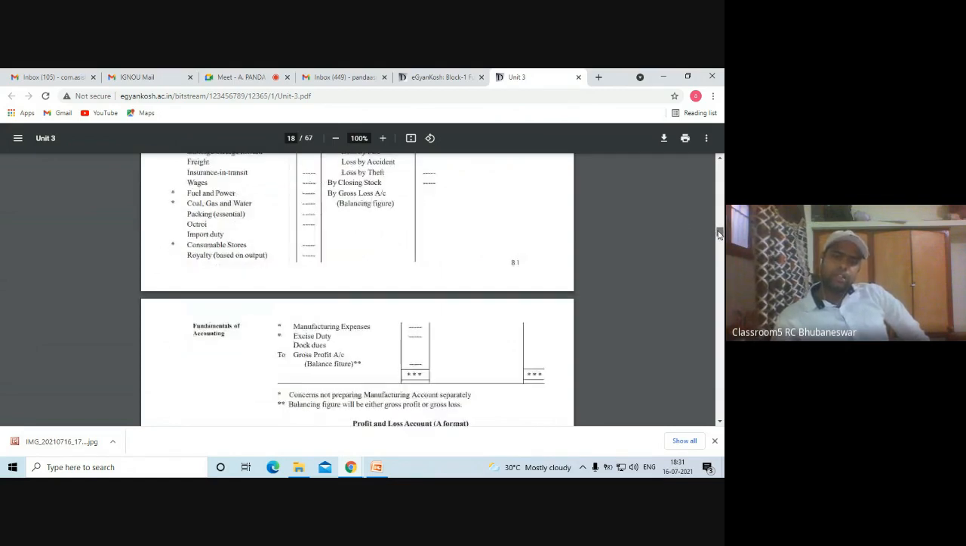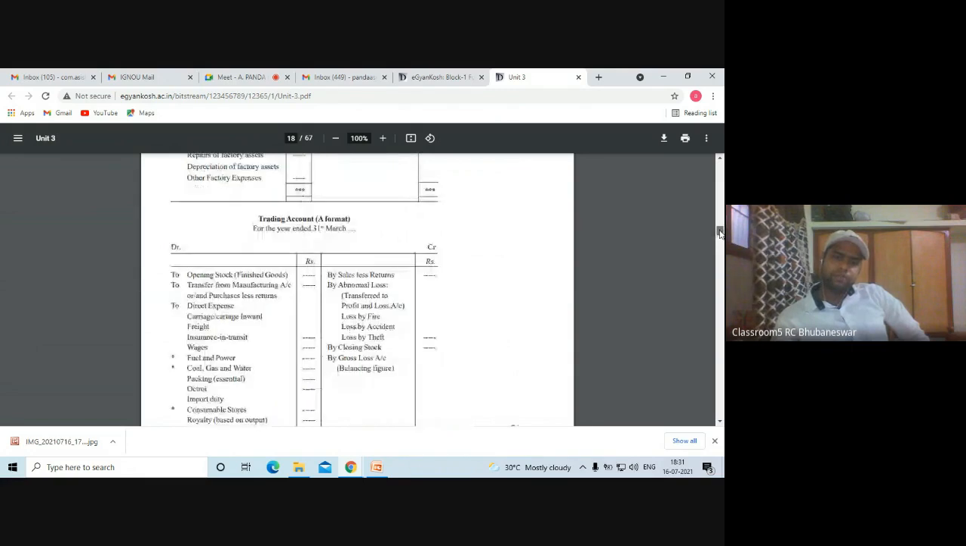the second one comes, the trading account. Whatever got transferred from the previous account, that is the manufacturing account, will get recorded here in the trading account. So here it is written: to opening stock of finished goods, if you had any earlier, then to transfer from manufacturing account or purchases less returns.